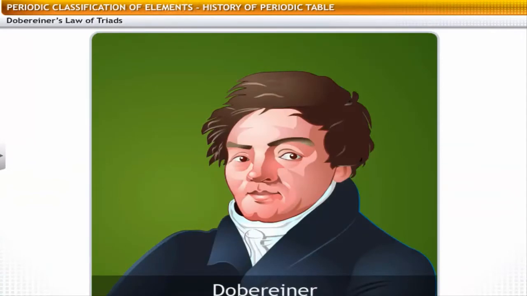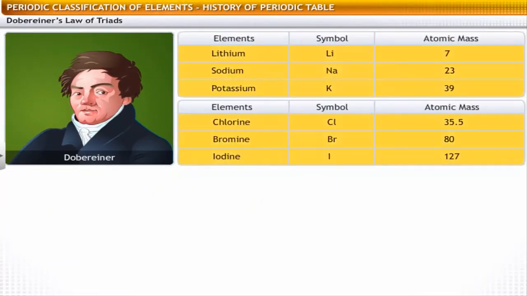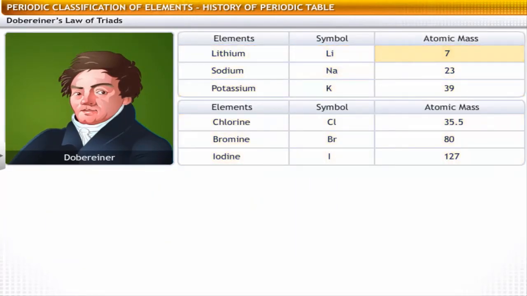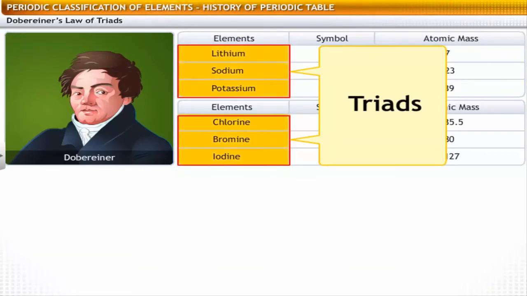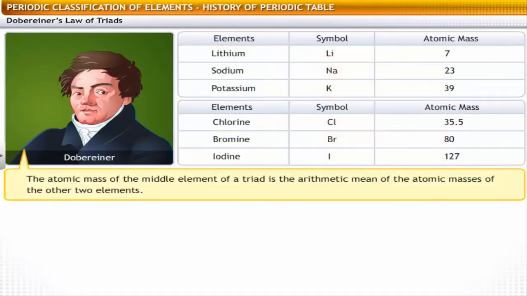After further research, a German scientist, Doebereiner, arrived at a hypothesis in the year 1829. According to Doebereiner, all elements occurred in groups of 3 when arranged in increasing order of atomic masses. He referred to these groups as triads. Doebereiner's law of triads states that the atomic mass of the middle element of a triad is the arithmetic mean of the atomic masses of the other 2 elements.